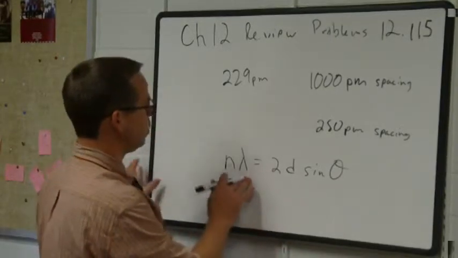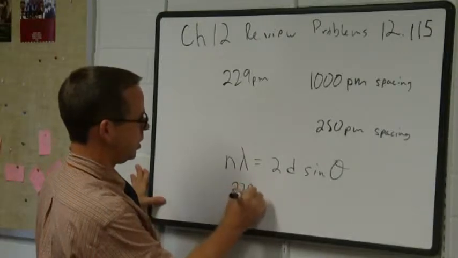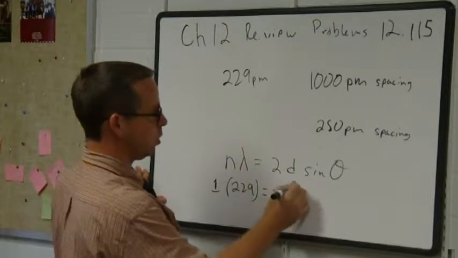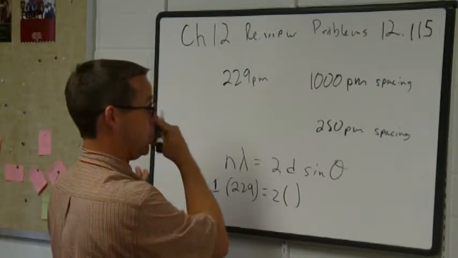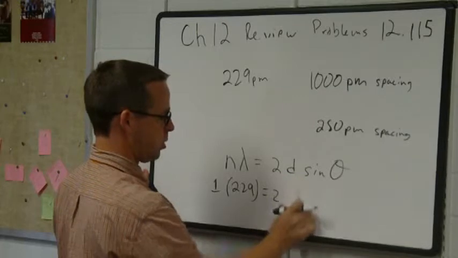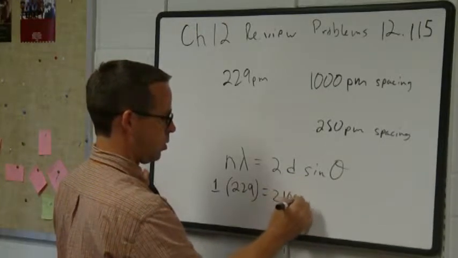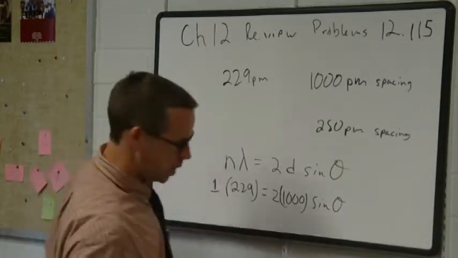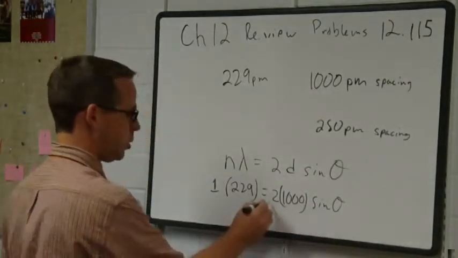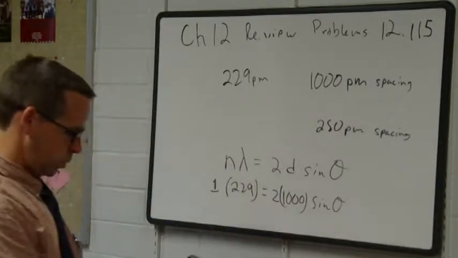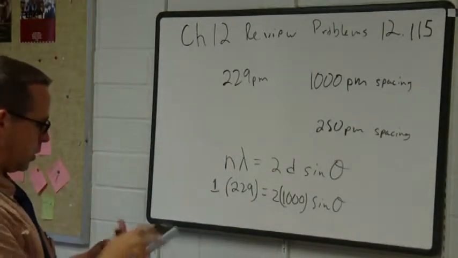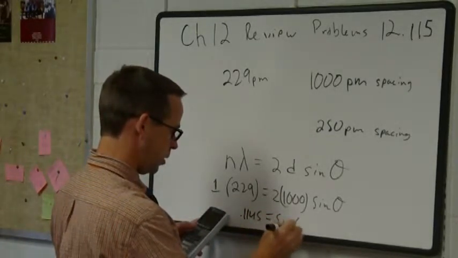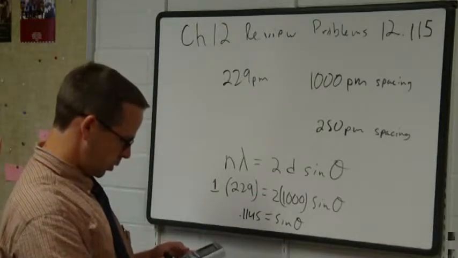So if we use 229 picometers, n equals 1, equals 2. The spacing here is also in picometers, so this is 1,000 sine theta. So divide both sides by 2,000. We're going to get 229 divided by 2,000, and we get 0.1145 equals sine theta. All right, inverse sine of 0.1145.